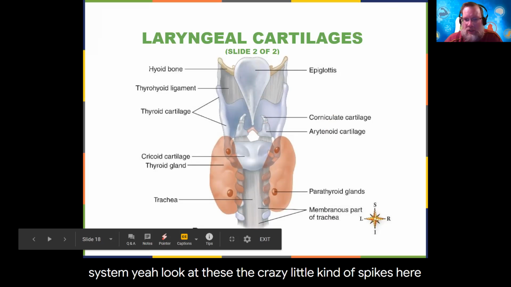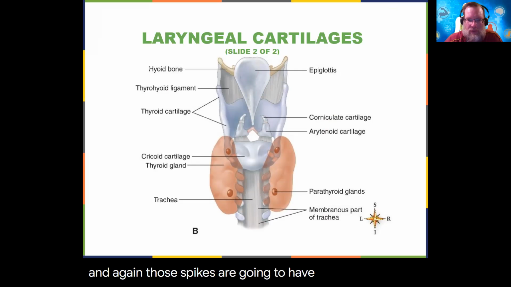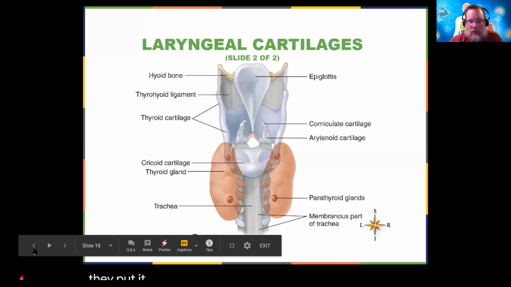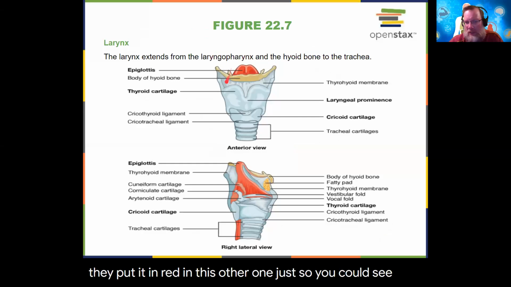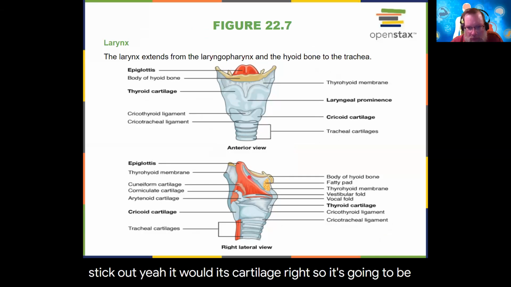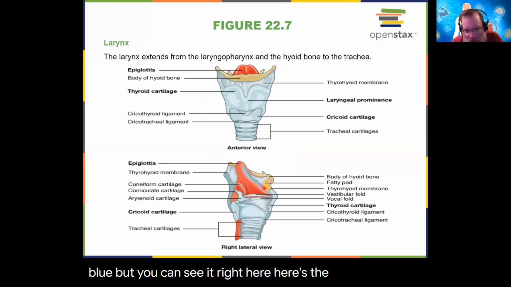It is cartilage, so the epiglottis should appear to be more like this than red. I think they put it in red in this other one just so you could see it stick out. Yeah, it's cartilage, right? So it's going to be blue. But you can see it right here. Here's the bluish part of the cartilaginous part.